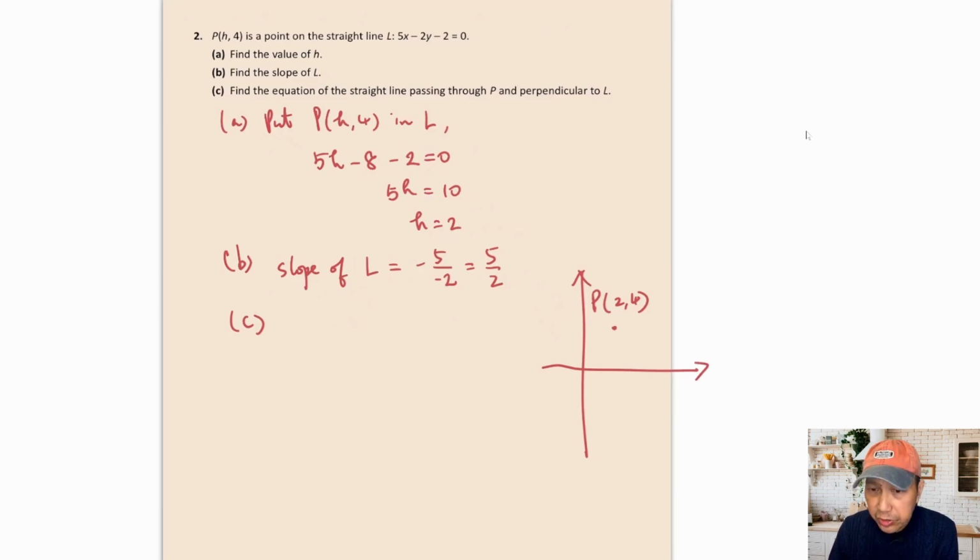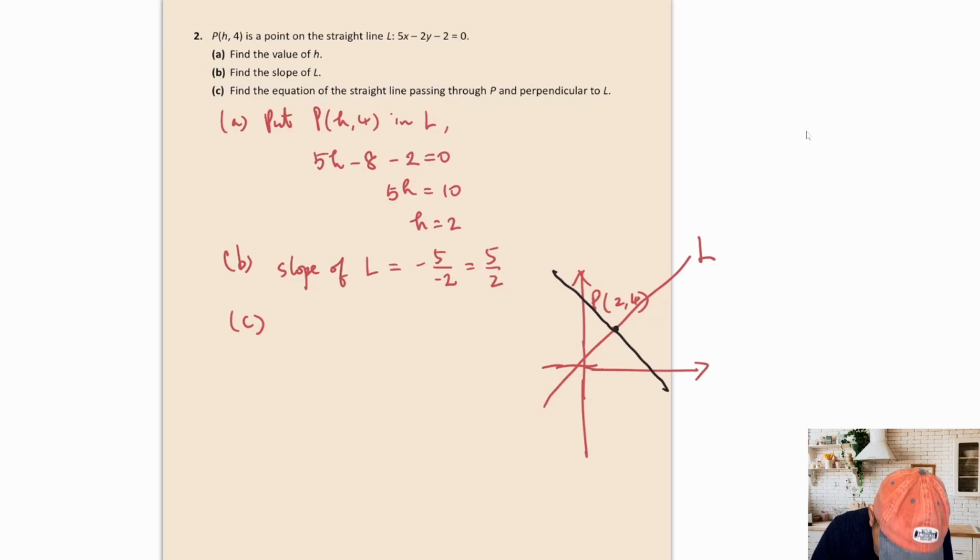So the direction of the line should be this way. This one is the line L. The question asks us to find the equation of the straight line that passes through point P, passes through this point, and is perpendicular to L. So the required line may be like this. Perhaps we call it line 1. These two lines are perpendicular.